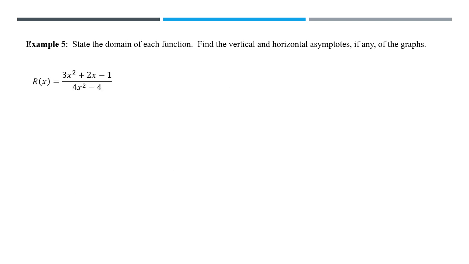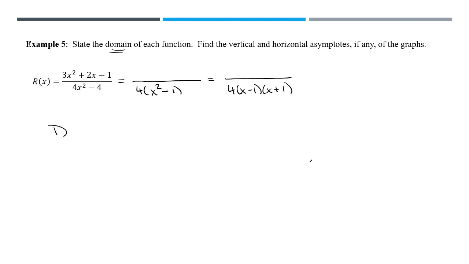Okay, so here's another one, kind of like what we were just doing. The domain, so start with the domain. So factor the denominator. I can factor out a 4. And then I'm left with x squared minus 1. So the 4 came out. And then we have x minus 1 times x plus 1.